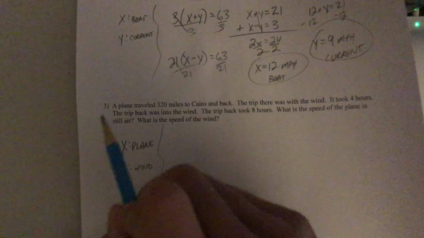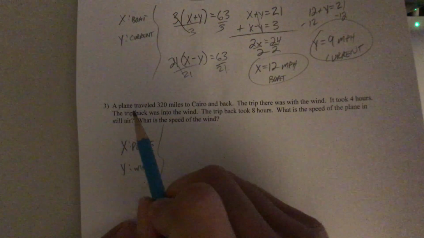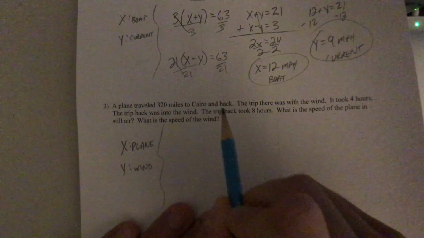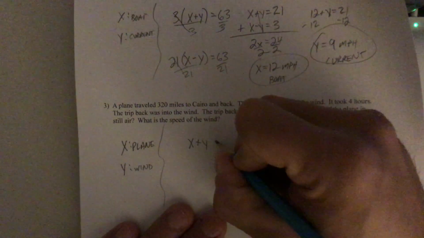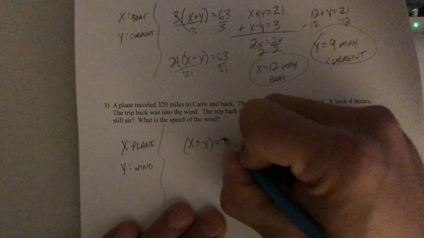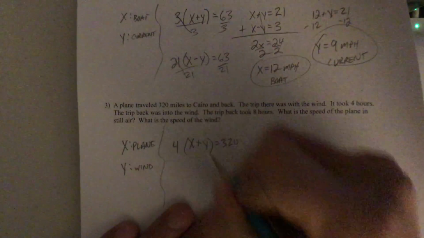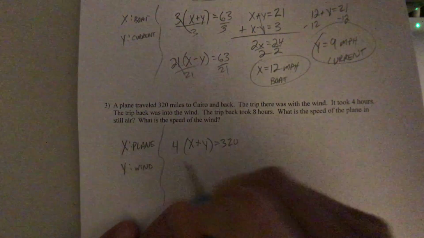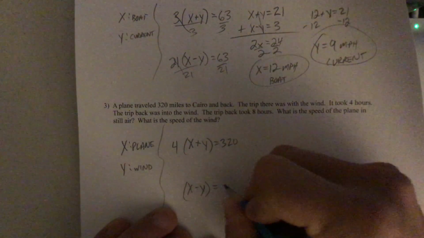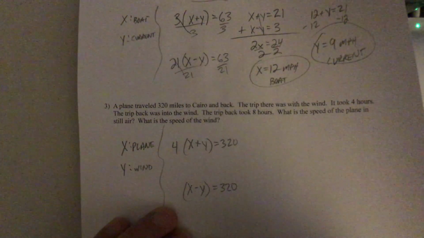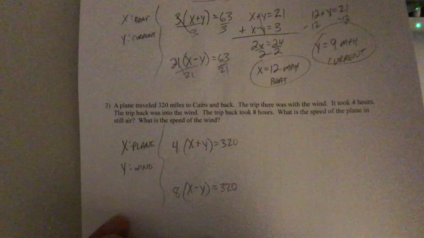Once again, it's the setup, kids. Both equations are going to be equal to 320 miles. A plane traveled 320 miles to Cairo and back. Okay, the first time was with the wind, so x plus y equals 320. And how long did it take? Well, it took 4 hours. Okay, the trip back was against the wind, so x minus y, the wind is slowing it down. They still traveled 320 miles, but it took them 8 hours. Now we're set up, let's go.